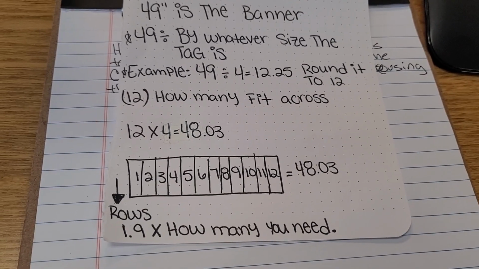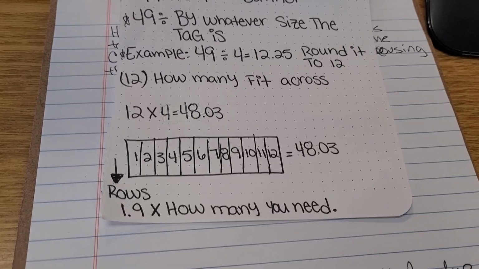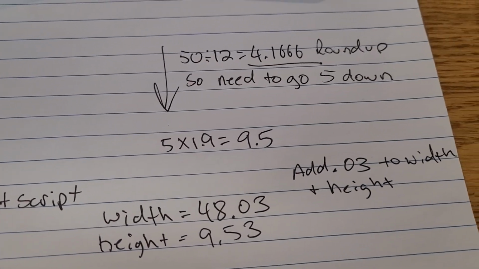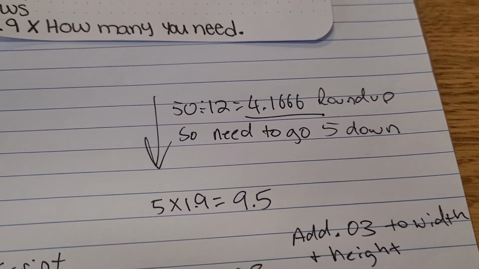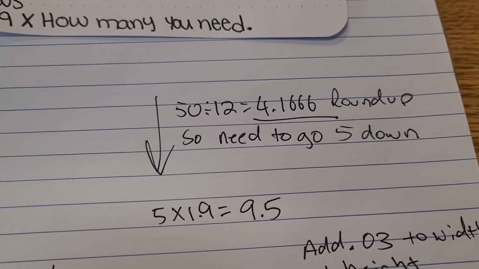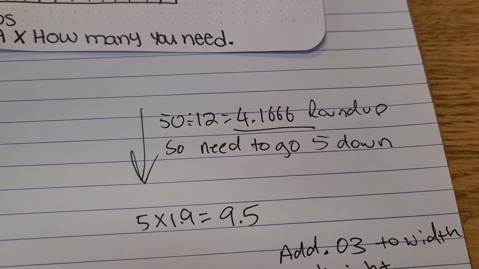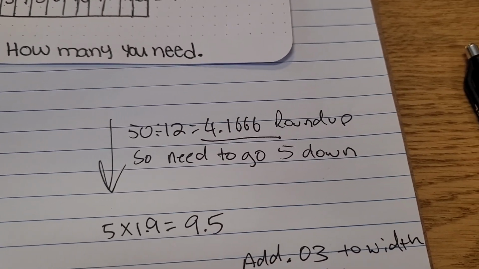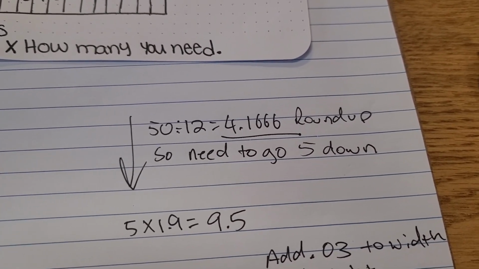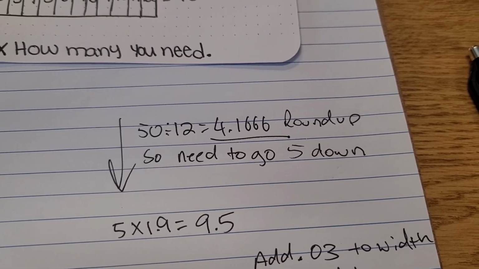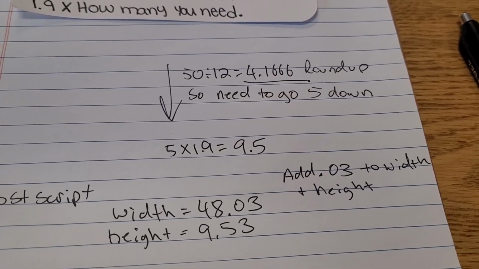All right, and now we have to figure out how many tags we're going to go height-wise to get to 50. If you take 50 tags and divide that by 12 across, that gives you 4.1666, and you're going to want to round up to 5. So you want to go down 5 tag spaces.